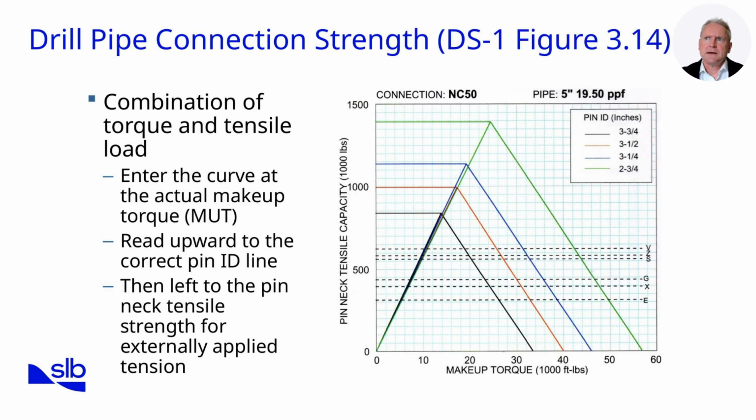On this chart, the connection pin neck tensile capacity versus makeup torque for different pin IDs. The dotted horizontal lines mark the pipe body tensile yield. To use it, start at our actual makeup torque, here 30,000 foot-pounds, on the x-axis. Go up to the curve for our pin ID, e.g. 3.25 inches for NC50. Go left to read the connection pin neck tensile capacity at that torque. Now compare that value to the dotted horizontal line for the tube's body yield. If our point lies above the dotted line, the tube would reach yield first. The connection is not the limiter. If it lies below, the connection governs.